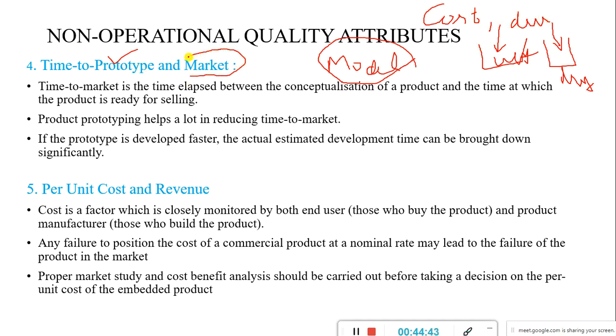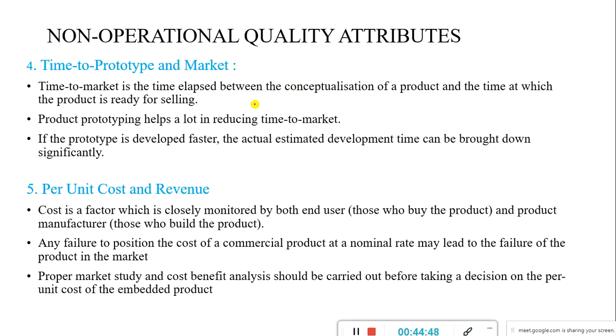So before going to the market, the students have to go for conceptualized product development before it is ready for selling. That's what we call prototype development. If the prototype development is faster, then we can calculate the actual estimated time. Now, what do you mean by time to market? Here are two terms: time to prototype and time to market.